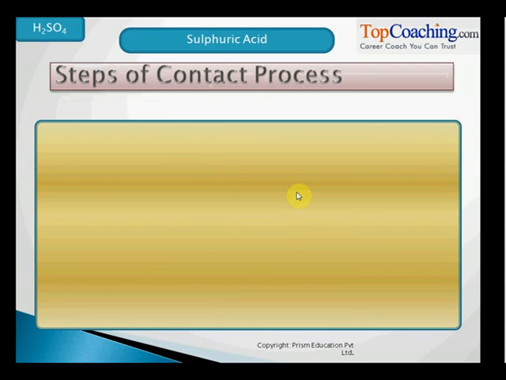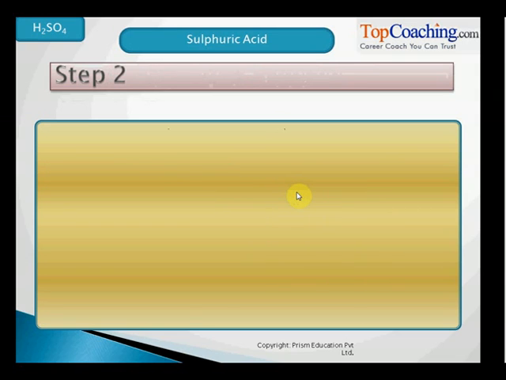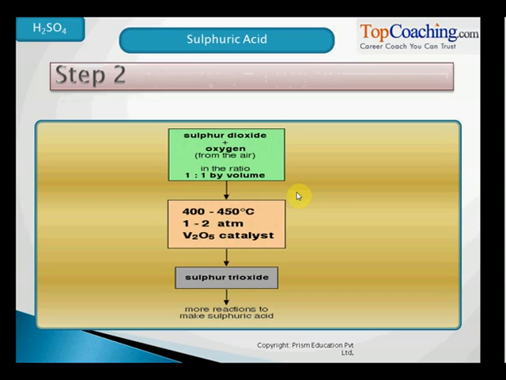Step 1. What happens? Sulfur dioxide is mixed with air, or to take oxygen, in a 1:1 ratio. Right? Then at a temperature of 400 to 450 degrees Celsius, a pressure of 1 to 2 atmospheres, vanadium oxide acts as a catalyst and we get sulfur trioxide. Obvious, right? Sulfur dioxide, when oxidized, we will get sulfur trioxide.